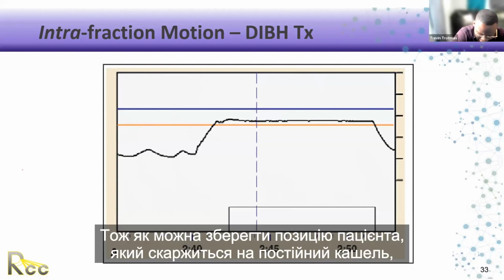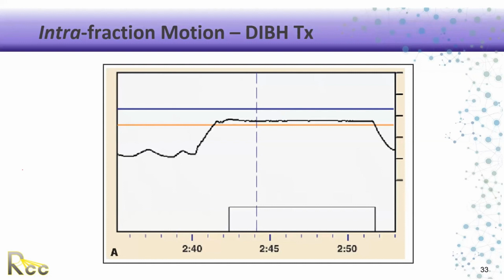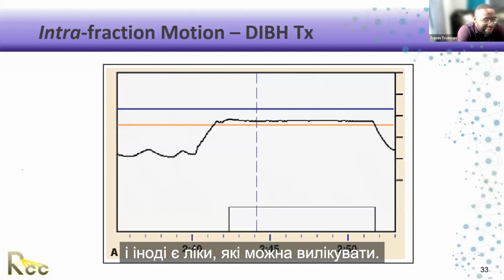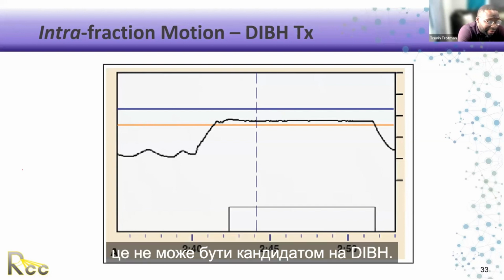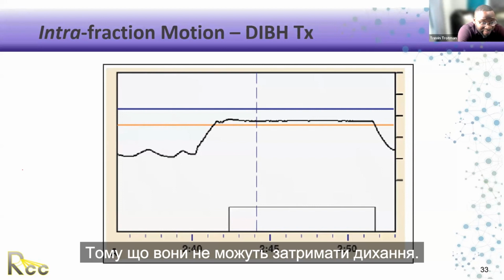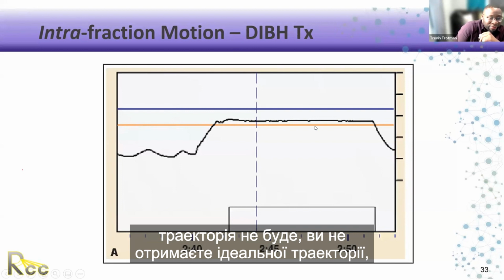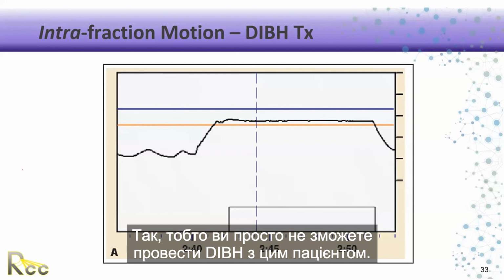How can the position of a patient who presents with a persistent cough be maintained at both simulation and treatment? Well, if it's a persistent cough, sometimes the MDs would let us know, and sometimes there's medication they can have for that. But if it's a persistent cough, it may not be a candidate for DIBH, and that's something the MDs will determine. There's no way they're holding their breath, they're going to keep coughing. You won't get an ideal trace like this. You'll get an irregular trace, and that's huge. So you just wouldn't be able to do DIBH with that patient.